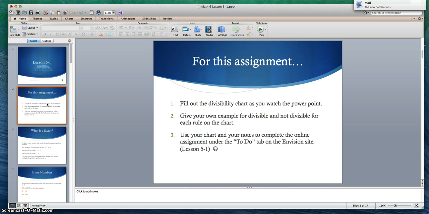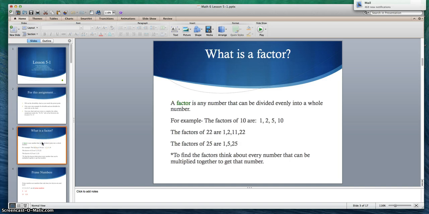This is lesson 5.1. All right, what is a factor? A factor is going to be any number that can be divided evenly into a whole number. For example, the factors of 10 would be 1, 2, 5, and 10. 1 times 10 multiplied together gives you 10, and 2 times 5 multiplied together gives you 10.